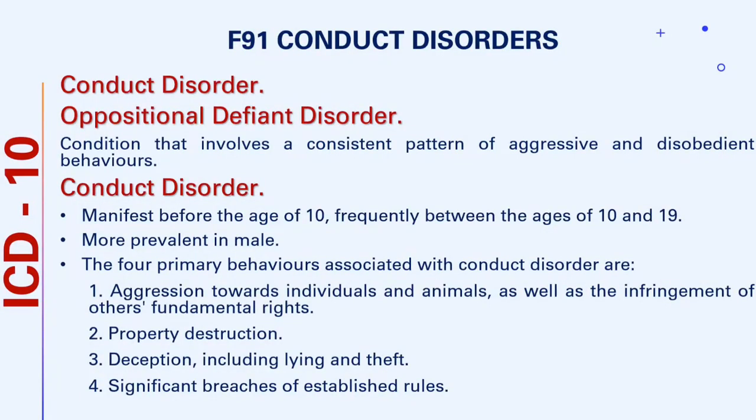Now moving on to conduct disorder. Conduct disorders have two parts: conduct disorder and oppositional defiant disorder. Conduct disorder manifests before the age of 10 and frequently between the ages of 10 and 19 years. It is prevalent in males. There are four primary behaviors associated with conduct disorder. The first is aggression towards individuals and animals, as well as the infringement of others' fundamental rights: property destruction, deception including lying and theft, and significant breaches of established rules.